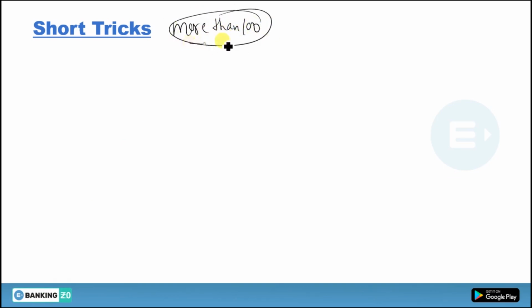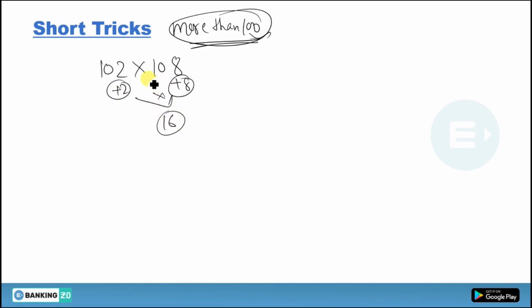So what are numbers more than 100? Suppose you have to multiply this 102 by 108. What you gonna get? This is plus 2, this one is plus 8. So just multiply these two. You're going to get 16. Do one thing. Add this 2 to 108, or just add this 8 to 102. So what you're gonna get? 108 plus 2. You're gonna get 110. 110 and 16. This one is the answer. This is quite simple, guys.